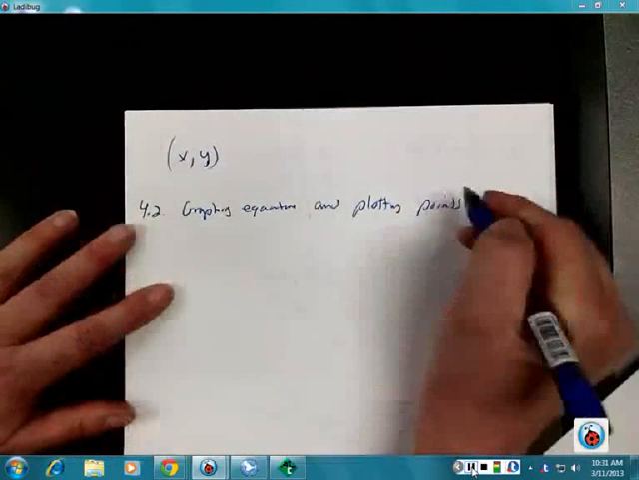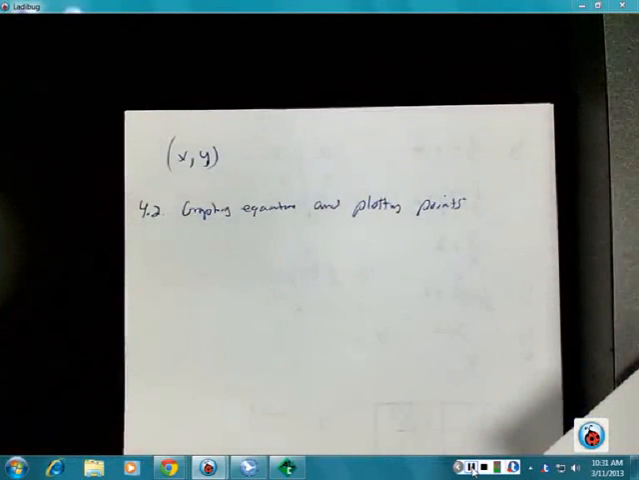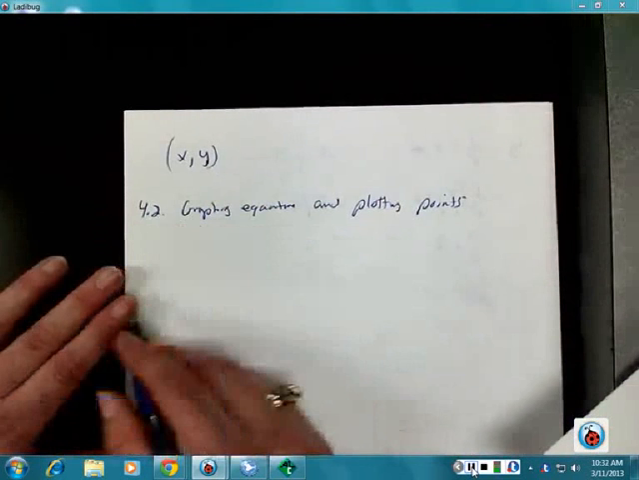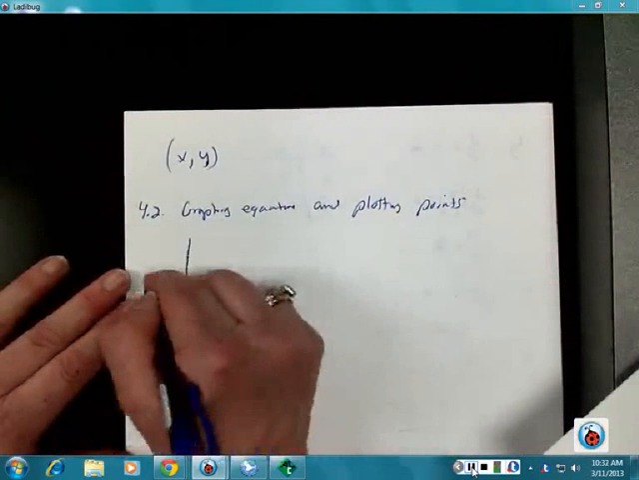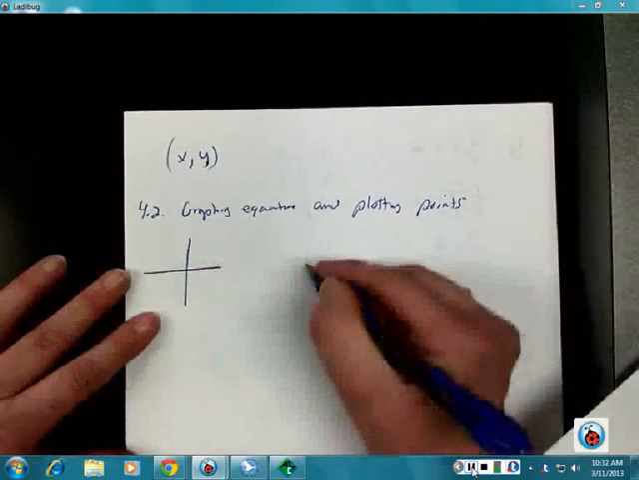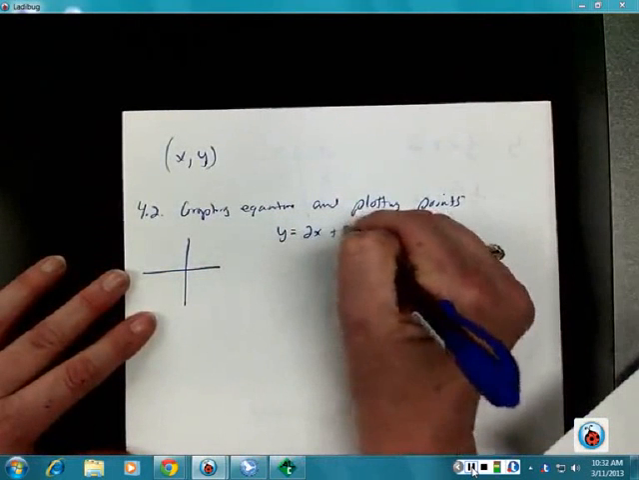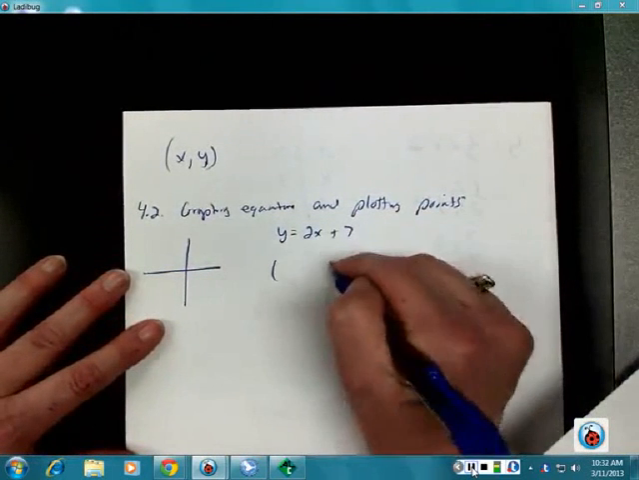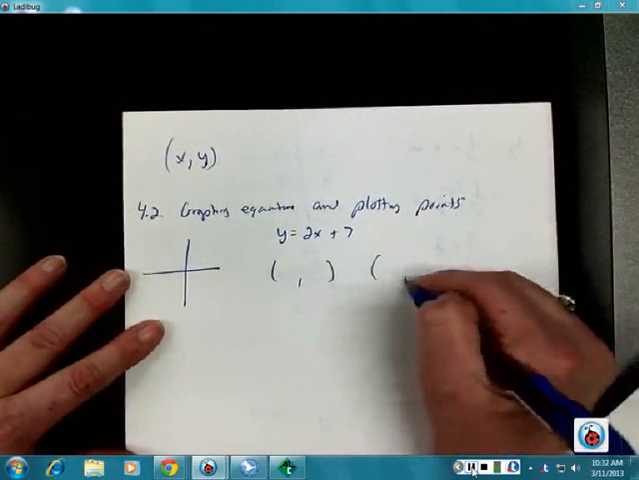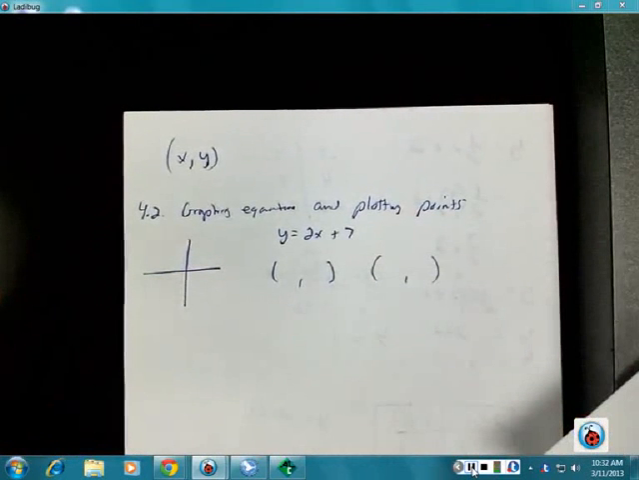And the only difference with this one is that now you're going to plot those points. So when you are in Hawks, you're going to find that they will give you a graph. They will give you an equation, such as y equals 2x plus 7. And then they will ask you for 2 points.